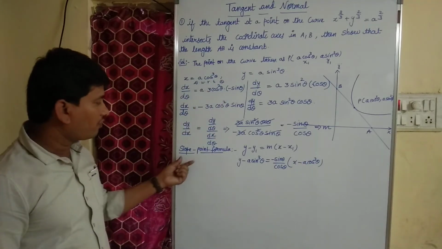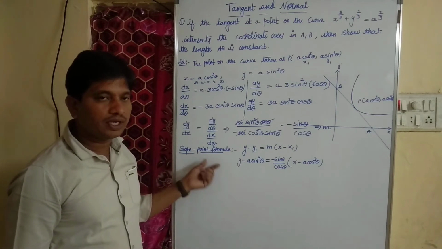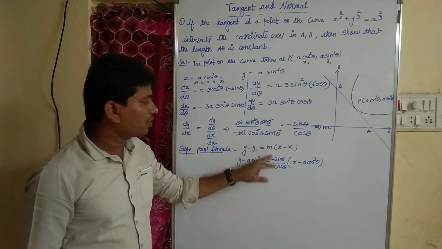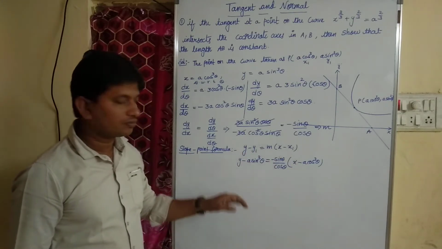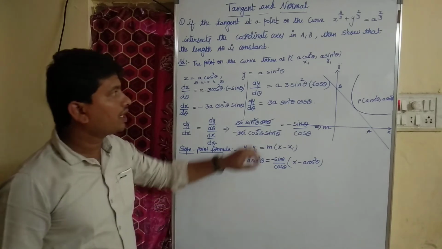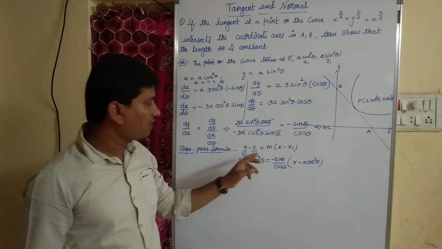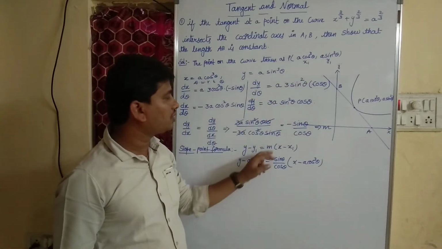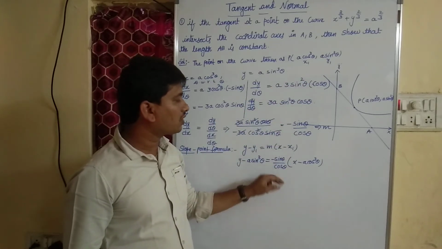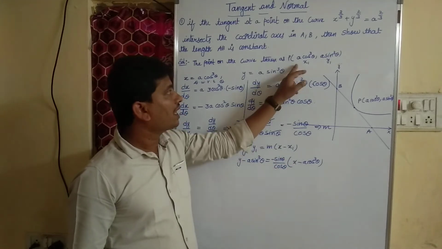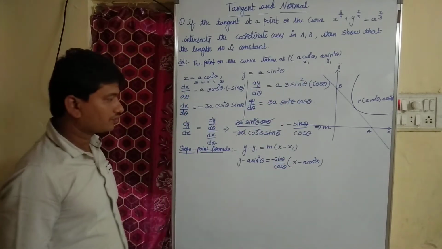Children, we have the formula for slope and point: y minus y1 equal to m into x minus x1. What is our point? The point is a cos cube theta comma a sin cube theta. So y1 value is a sin cube theta, equal to m value minus sin theta by cos theta, into x minus x1 value a cos cube theta.